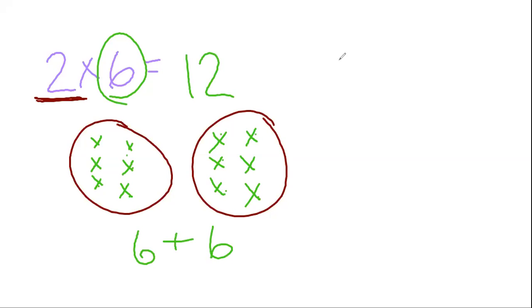Get out your piece of paper, and I want you to do one with me. Pause this video if you need to go get your piece of paper. If not, let's just keep going. I want you to solve this problem. 2 times 5 equals. Write that down on your paper, pause this video, and solve.